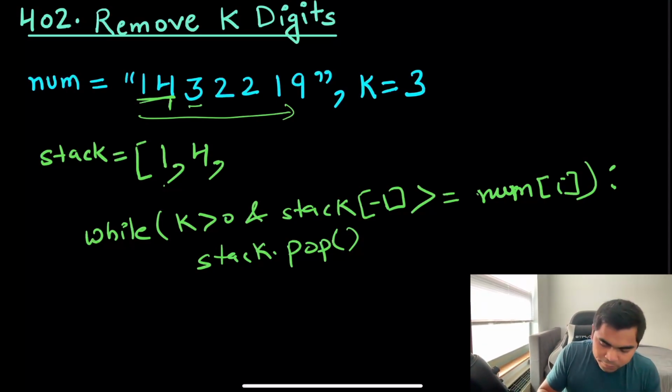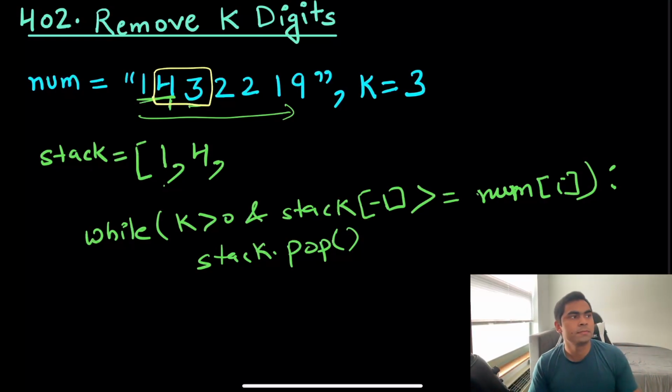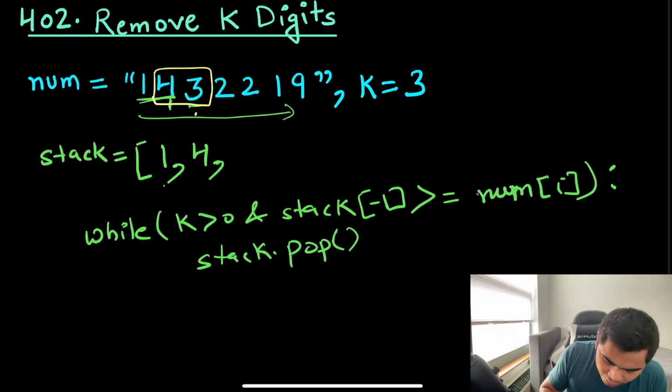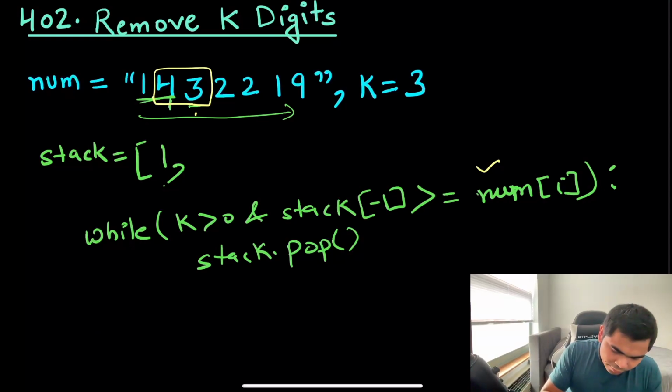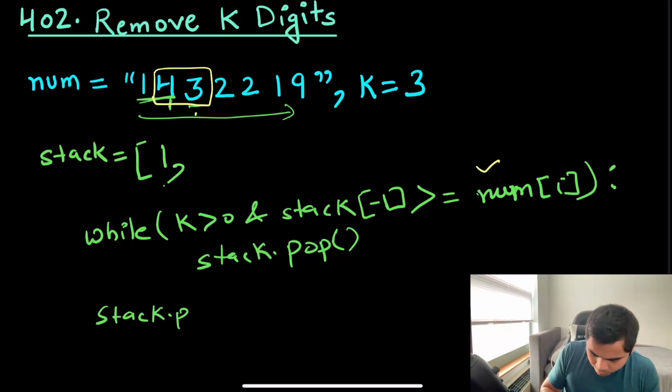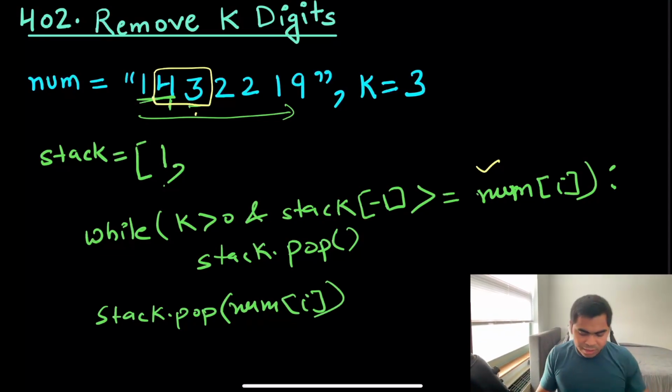But now between these two, what should we keep? We will keep 3 and remove 4. So this condition is satisfied, and we will be popping 4. And in the end we append, after stack dot pop, the current number, num i. So here we will be appending 3 now.